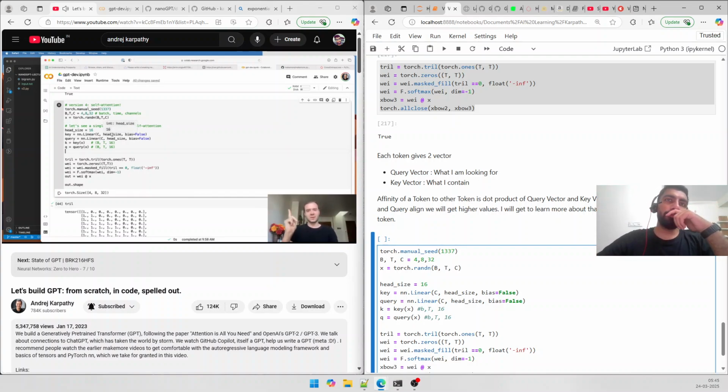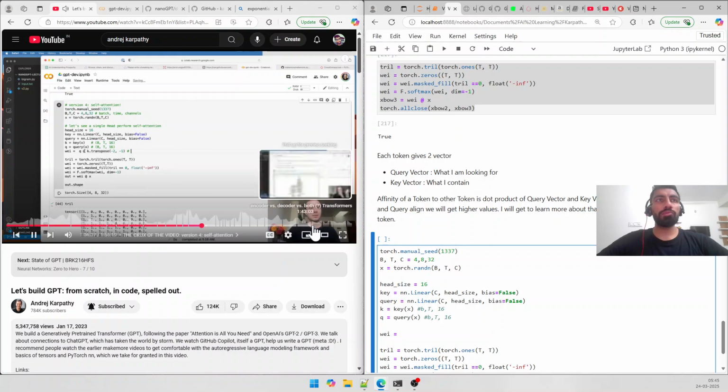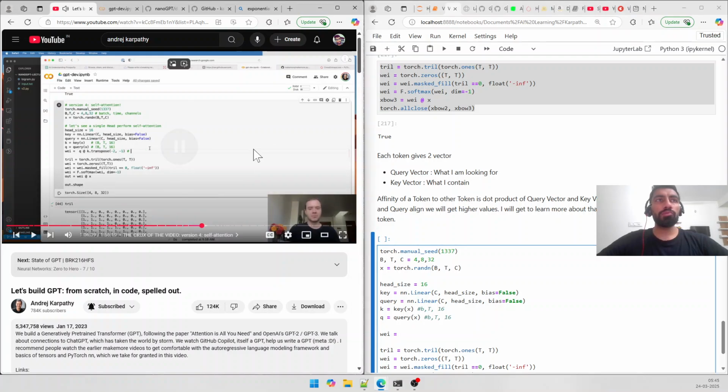But the communication comes now. All the queries will dot product with all the keys. So basically what we want is we want wei now, or the affinities between these, to be query multiplying key. But we can't just matrix multiply this. We actually need to transpose k. But we have to also be careful because when you have the batch dimension, in particular, we want to transpose the last two dimensions, dimension -2 and -1.